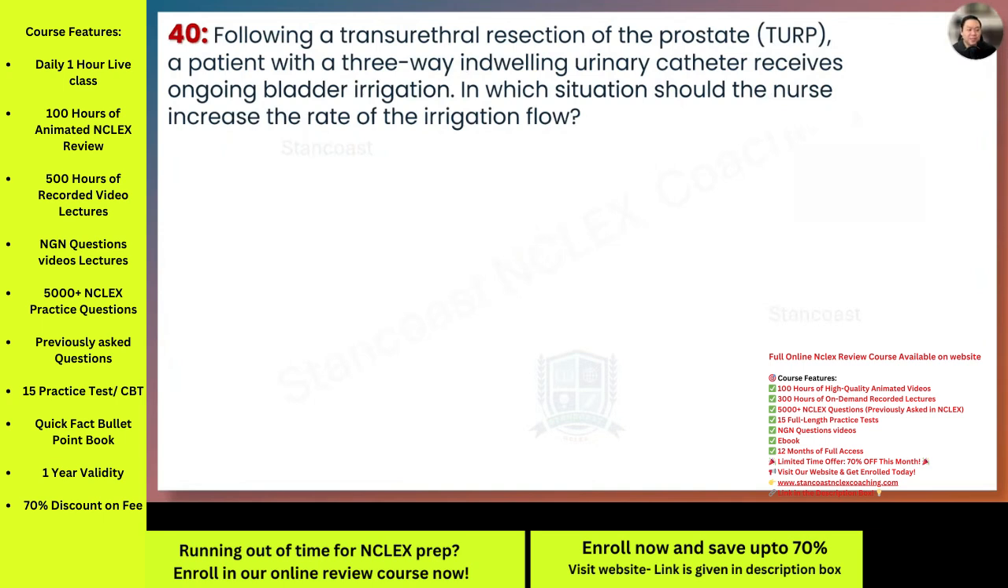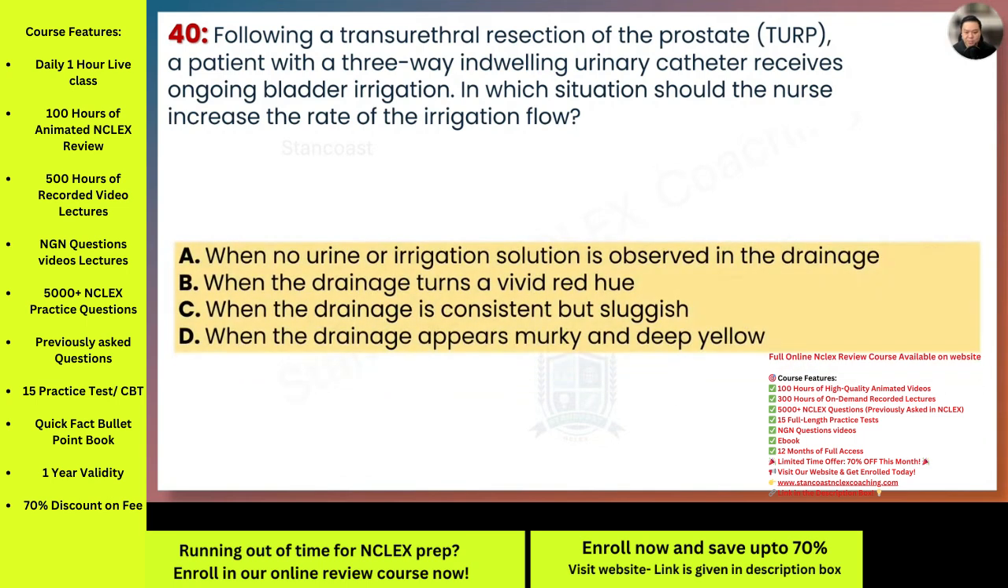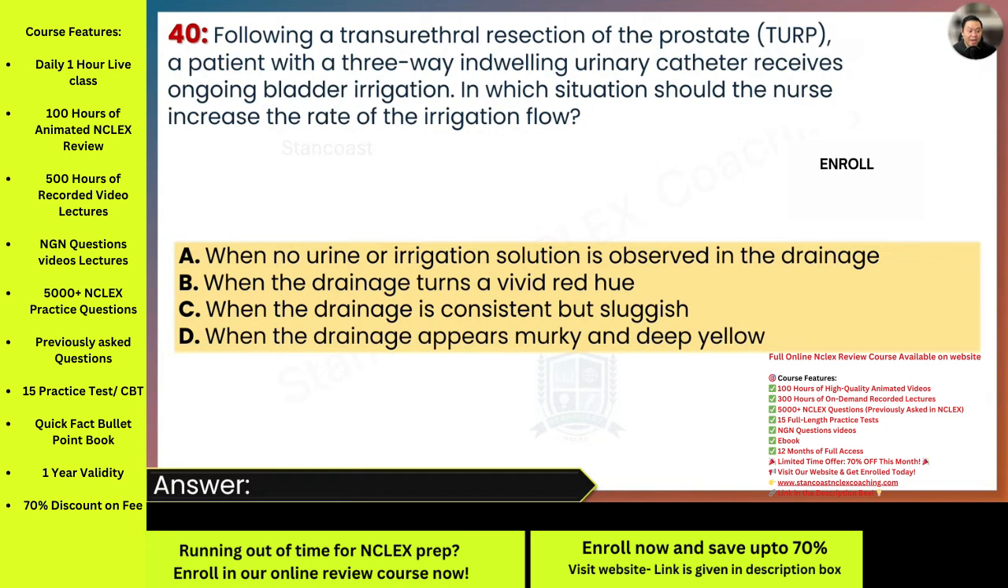40. Following a transurethral resection of the prostate, a patient with a three-way indwelling urinary catheter receives ongoing bladder irrigation. In which situation should the nurse increase the rate of the irrigation flow? Options: A, when no urine or irrigation solution is observed in the drainage; B, when the drainage turns a vivid red hue; C, when the drainage is consistent but sluggish. D, when the drainage appears murky and deep yellow. The answer is B. Why?